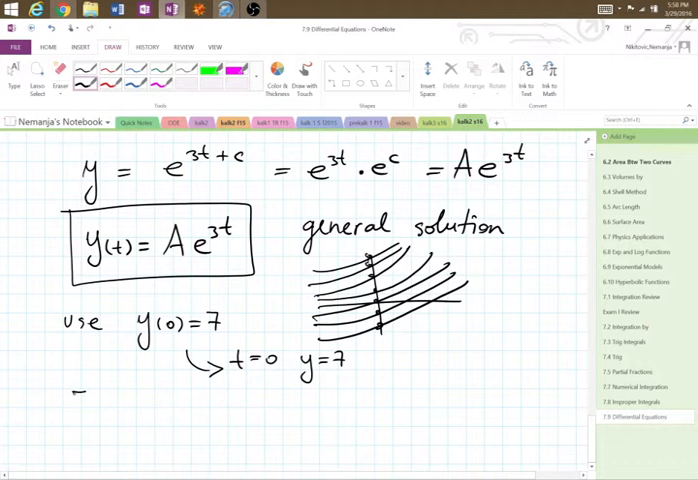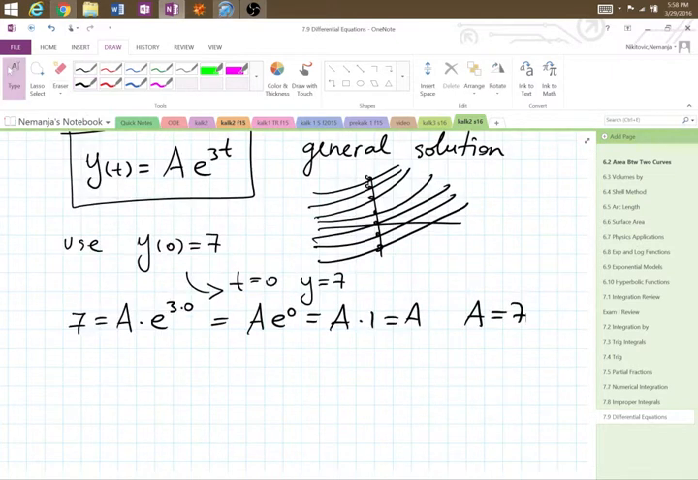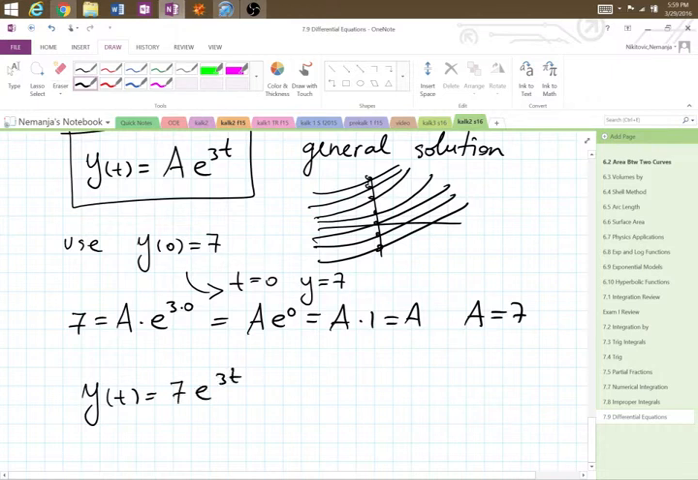So 7 is equal to A times e to the 3 times 0. 3 times 0 is 0, so you have A times e to the 0, which is A times 1, which is A, and you just got that A is 7. So now we can write y of t is equal to 7e to the 3t, and this solution is known as the particular solution.